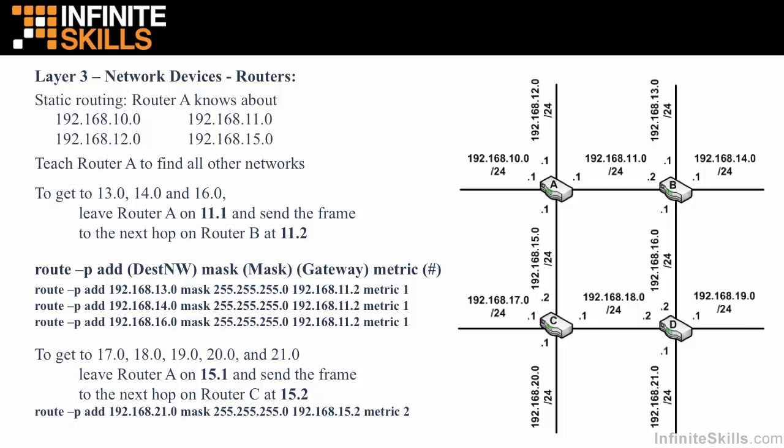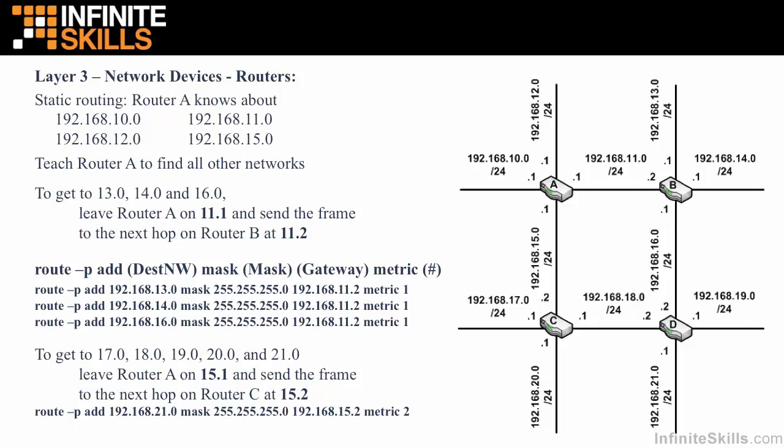So we have to teach router A that if one of the nodes on one of its subnets, 10, 11, 12, or 15, wants to communicate with, let's say, a node on the 19 subnet, router A has to know a path to get to that 192.168.19.0 network. So we have to teach it using a specific command if we're going to do static router addressing. And we use a route -p add statement on router A to teach it about those other networks and how to connect to them.